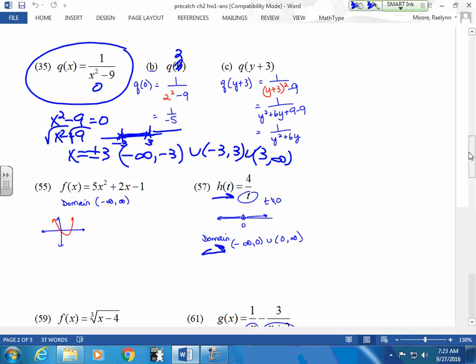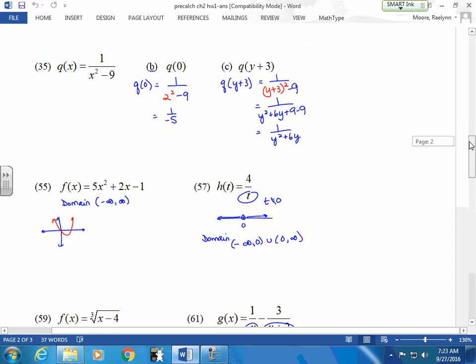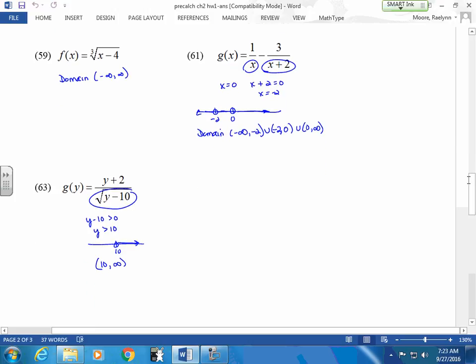I'm going to keep throwing domains at you until everybody's light bulb goes on and says, that's all there is to a domain. 3 restrictions, and that's it. Just 3. Again, if you have an odd root, an odd index, you have no domain restriction. 61, you have 2 denominators. Neither one of them can be 0. So x cannot be 0 and negative 2 cannot be 0. Remove them from your real numbers.